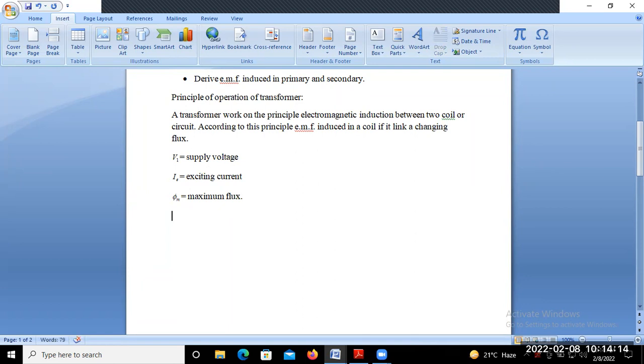Next, what is the ideal condition for this? So this is all about the operating principle. Later we will discuss the derivation of the EMF induced equation. So what is the condition for the ideal transformer? What are the ideal conditions for an ideal transformer?